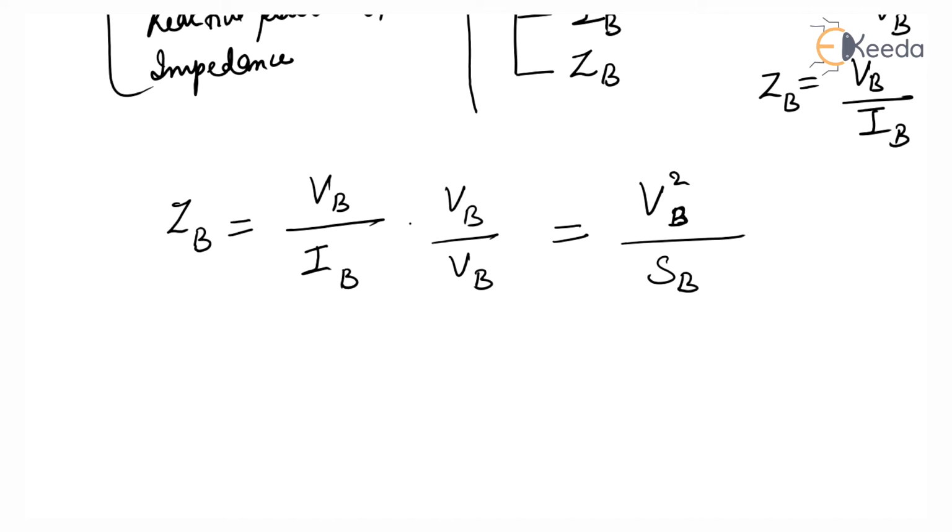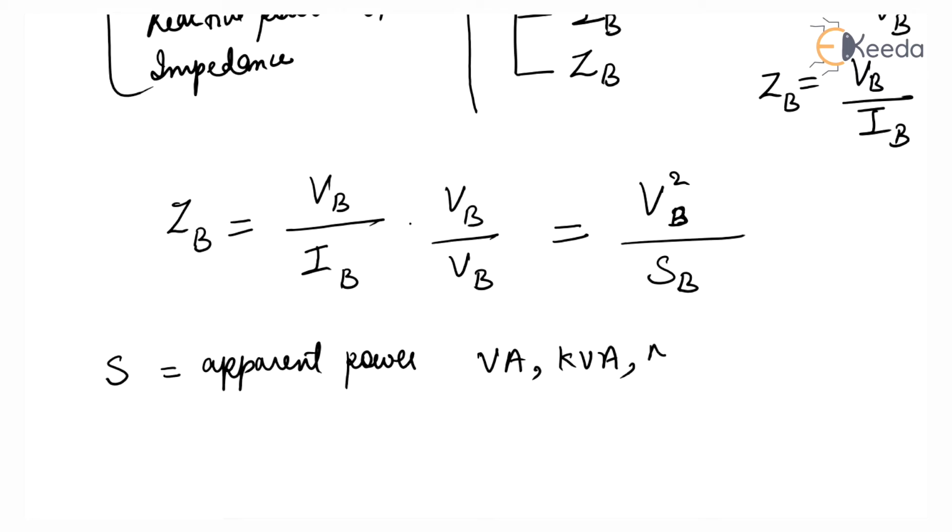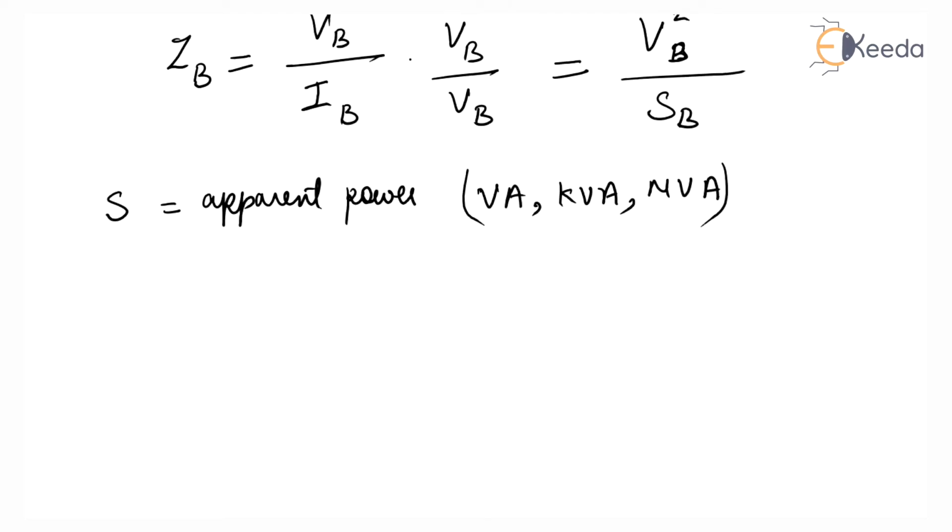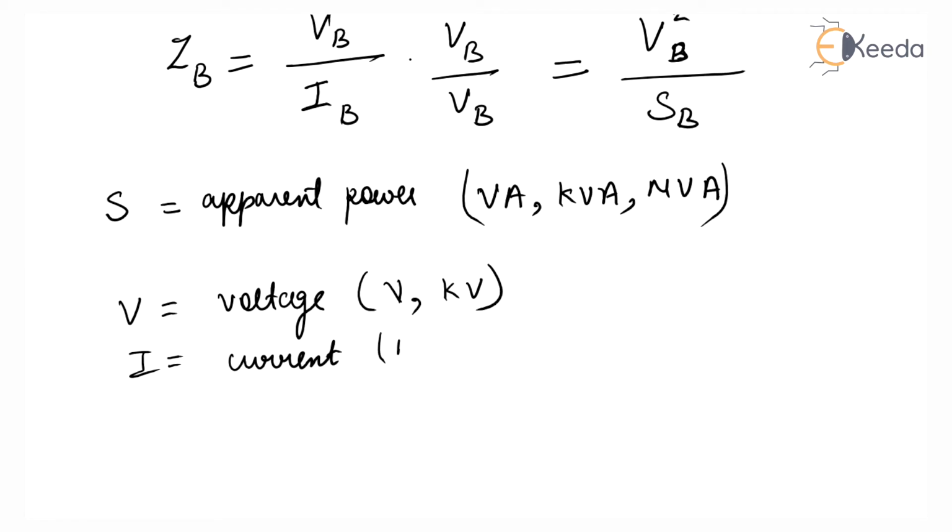S is the apparent power in volt ampere, kilovolt ampere or MVA. We know S is equal to voltage into current. V is voltage in volt or kilovolt, I is current in ampere or kiloampere, and Z is the impedance in ohmic value.